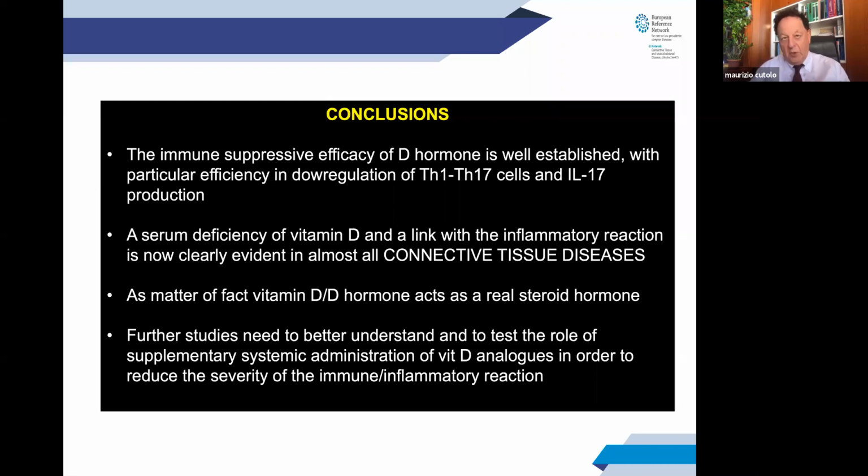But for sure, using the precursor today, we get results, we get improvement. And so we consider today the real role of vitamin D in connective tissue disease as one of the endogenous players that act as a natural down suppressor of the immune response.